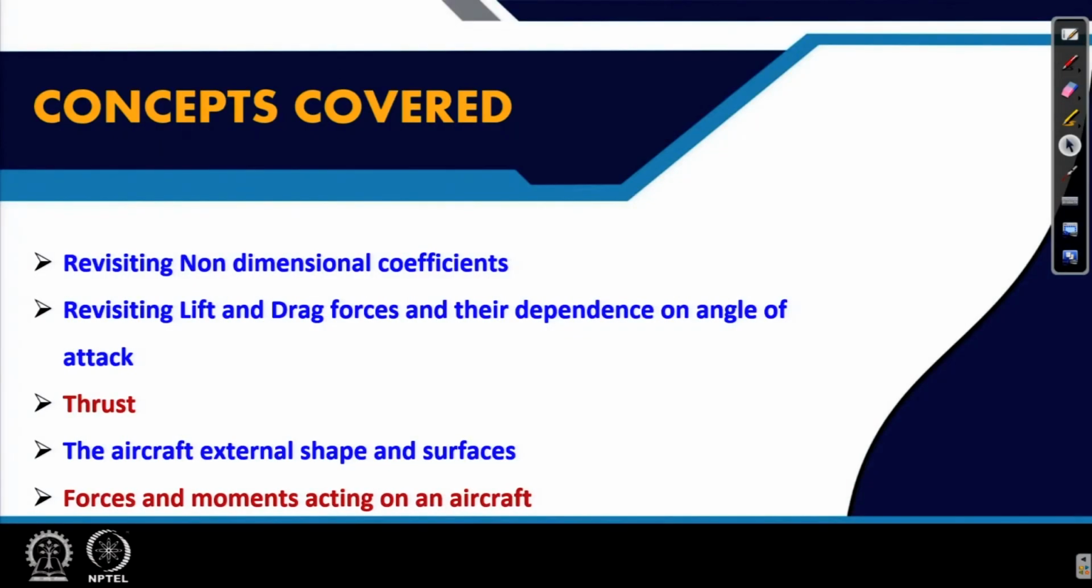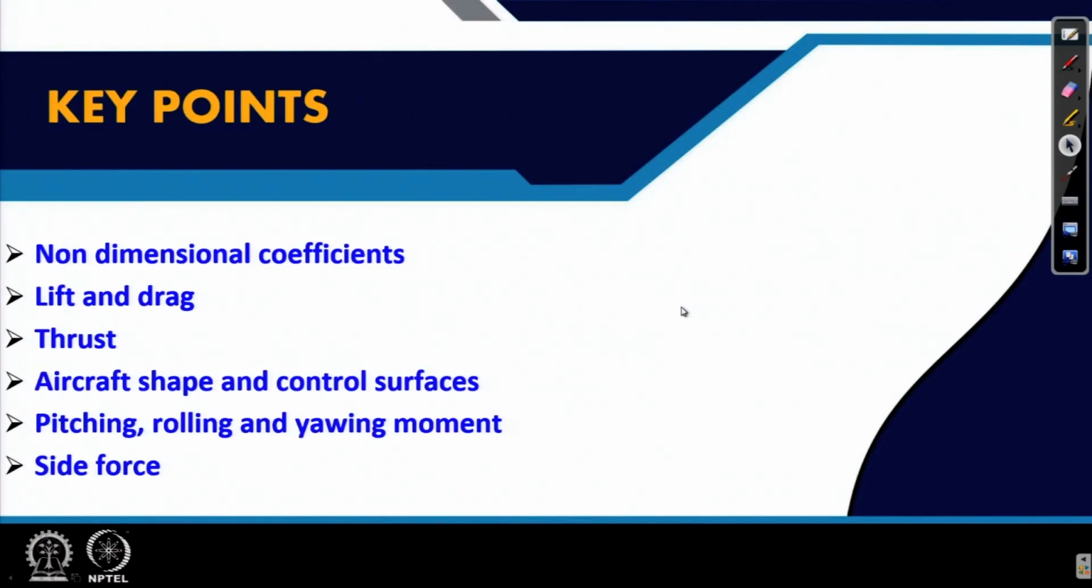As I mentioned, we will revisit the non-dimensional coefficients. We will have a relook at lift and drag forces and their dependence on angle of attack, thrust, how thrust is generated by an aircraft, external shape and surfaces of an aircraft, and the force and moments which it can generate. These are the key points of this lecture.